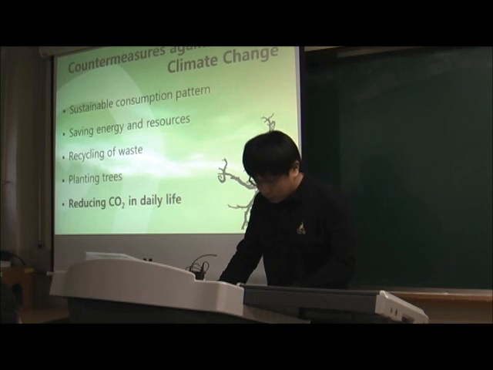There are many ways to prohibit the climate change. First, sustainable consumption pattern. It is better to use products that produce less pollution, for example, products with higher energy efficiency or less waste. The second, saving energy and resources. We should save cooling and heating energy at home and in office, and save water.